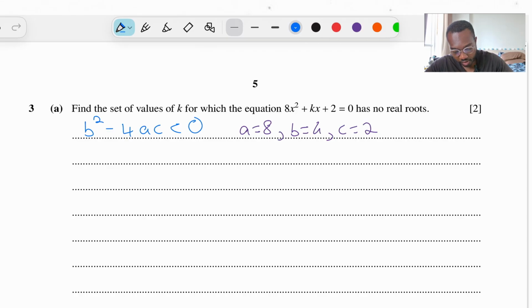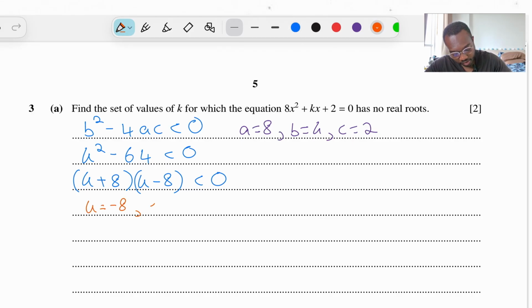Therefore, b squared will be k squared, minus 4 times 8 times 2, which is 64. That is less than 0, and therefore we would get k plus 8 and k minus 8, because of the difference of two squares. So that is also going to be less than 0. So therefore we have k is equal to minus 8, and k is equal to 8.